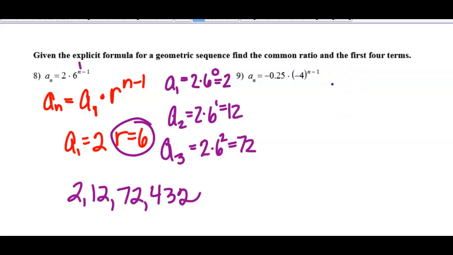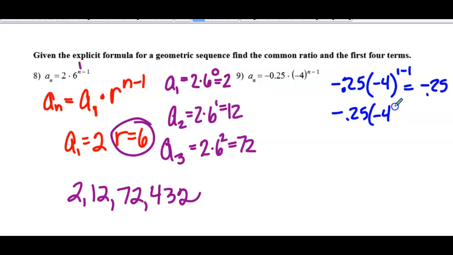So on your calculator, you could just type negative 0.25 times negative 4 to the 1 minus 1, and you should get negative 0.25. And then if you do negative 0.25 times negative 4 to the 2 minus 1, I believe you'll get 1. Negative 0.25 times quantity negative 4 with the negative inside to the 1.